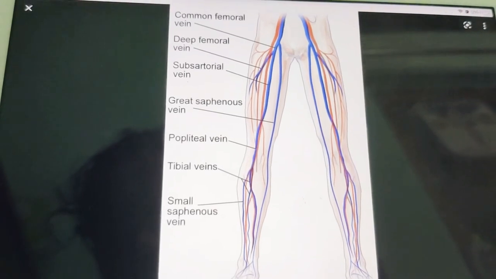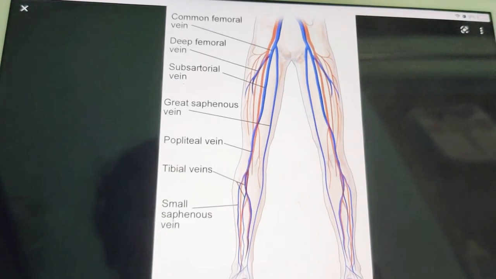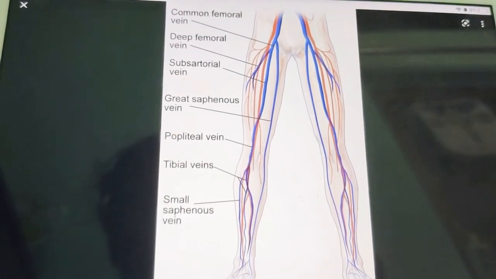So this is all about the popliteal artery, its branches, and the popliteal vein. In the next video we will discuss in brief about the tibial nerve.